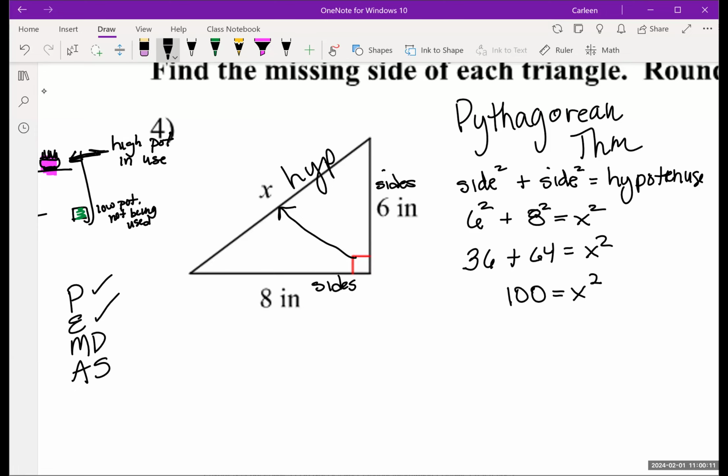Now, do you see that since they are together on the same side, we are not isolating a variable? What we're doing is combining like terms because they're together on the same side.